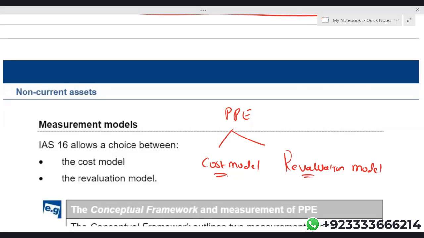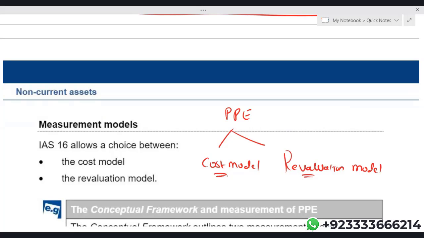Now, according to the conceptual framework, it is the duty of the preparer of financial statements to provide relevant information to the user of financial statements. Repeat, what does the framework say? The framework says it is the duty of the preparer of financial statements to provide relevant information to the users. Now, what do you mean by relevant?